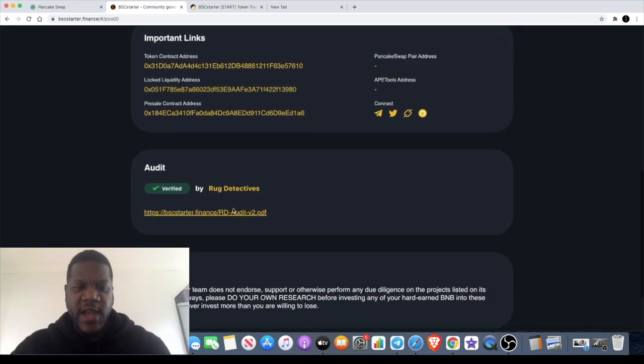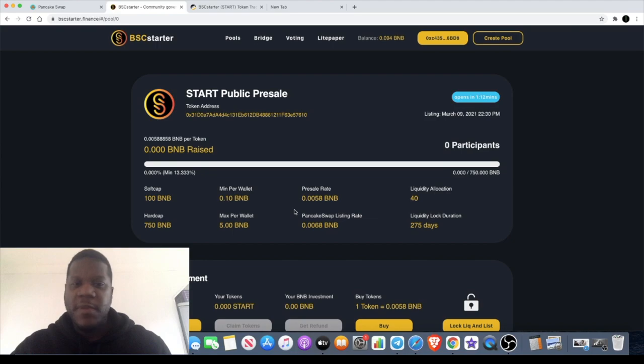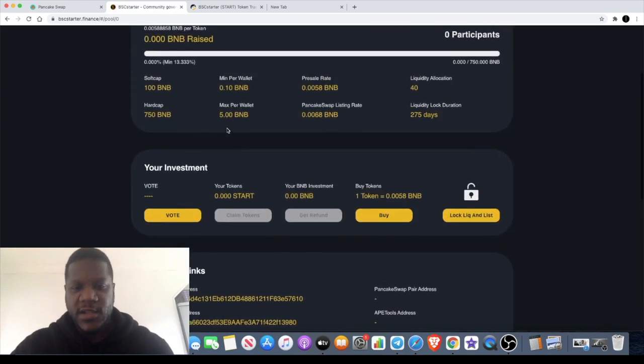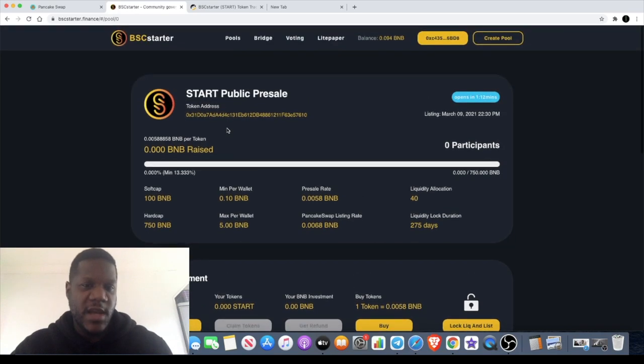Another thing I will say is they have been audited by rug detectives. I didn't know much about rug detectives before I came across this project, but for those of you asking, is this a rug or is this a scam? A lot of people haven't really bought into it yet. If it gets on PancakeSwap, I'm going to be buying it on PancakeSwap. So there's no chance of me getting scammed at this point, unless they list it on PancakeSwap and pull the liquidity, which probably won't happen, especially with the audit that's done by rug detectives. So let that also be something to be aware of.